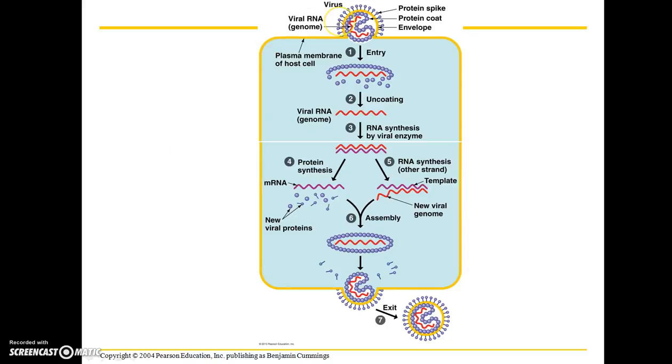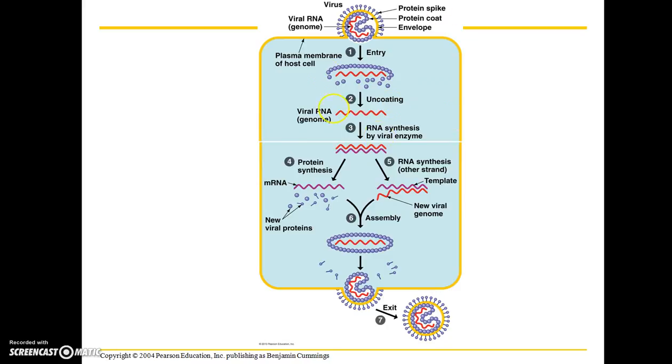And this is an example of a virus entering a host cell. We have a protein spike here, a protein coat, and an envelope. And within this is the viral RNA genome. This virus enters a host cell. The proteins basically separate from that RNA genome. So we have a free-floating RNA virus here. And then the RNA synthesizes by way of viral enzymes.